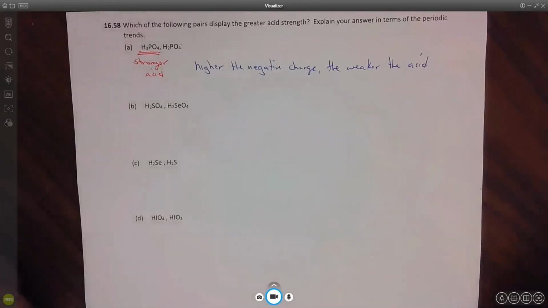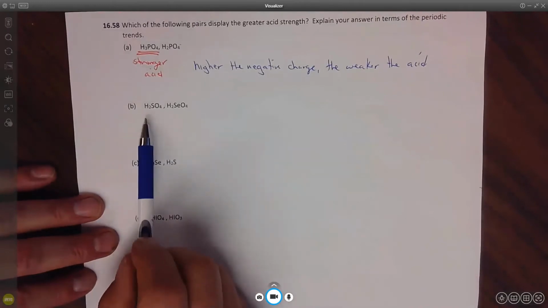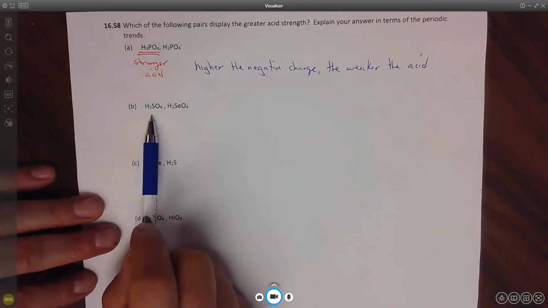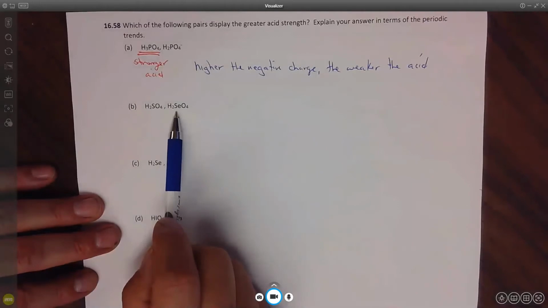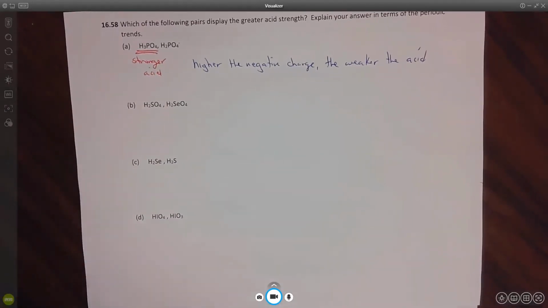Okay, let's see, Eugenie, which one is going to be stronger? Sulfuric acid or selenic acid? One of the first questions you have to ask yourself is, are these binary acids or oxo acids? Because remember, there are different rules for binary acids compared to oxo acids. So what are these, binary or oxo acids?